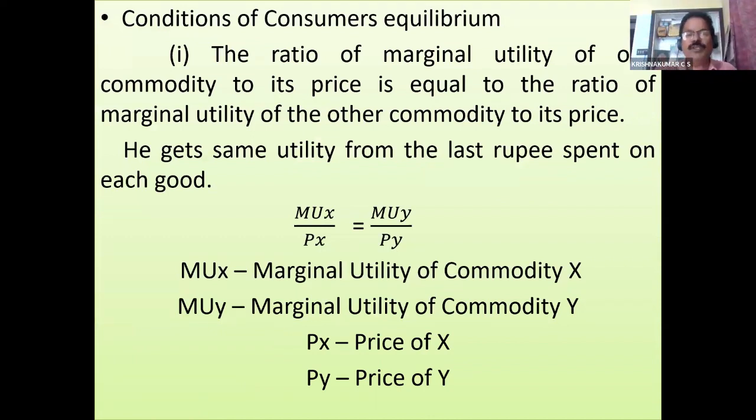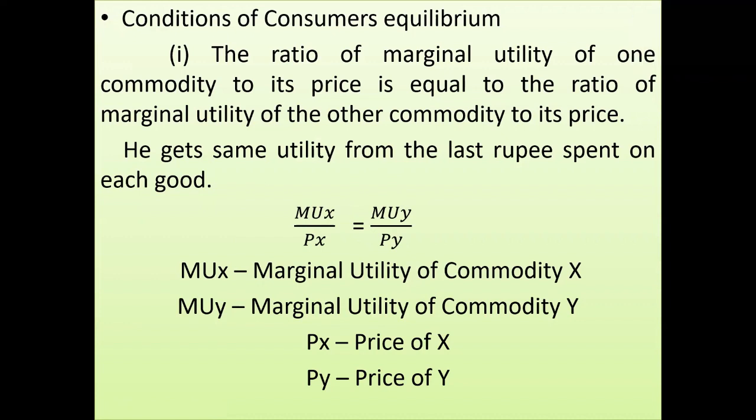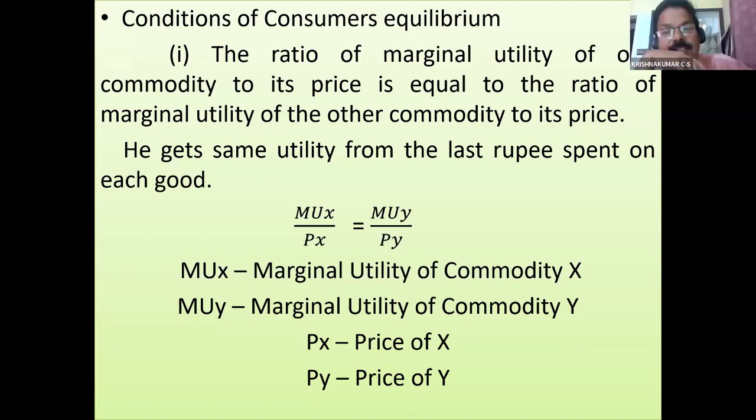Now, this is actually the equilibrium point. MUX by PX is equal to MUY by PY. If they are not equal, what will happen? Suppose MUX by PX is greater than MUY by PY. What will happen? The consumer will increase the consumption of Y. MUX by PX is greater than MUY by PY.